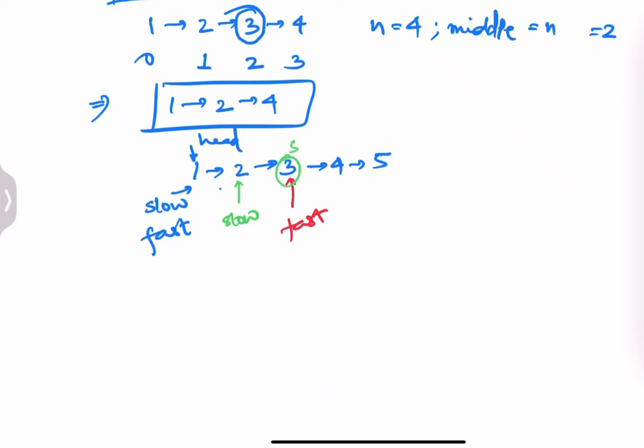Now again, you will move slow by 1 and fast by 2. So 3 will become the new slow pointer and the fast pointer will become 5. So fast will be pointing to 5. In the next iteration, slow will start pointing to 4, but there is no space for fast any further because fast next is null now.